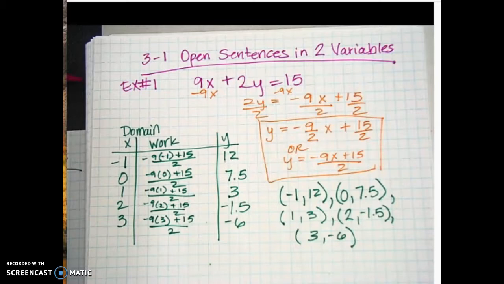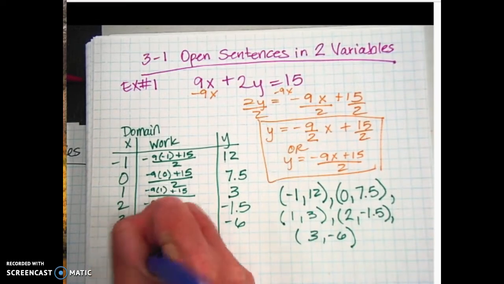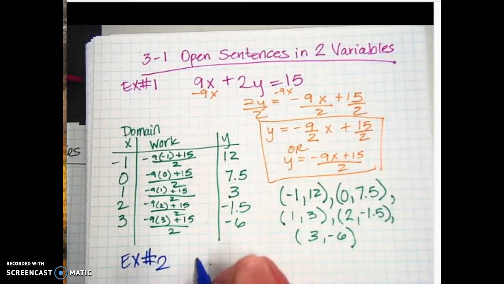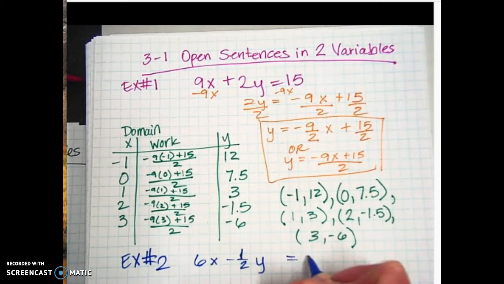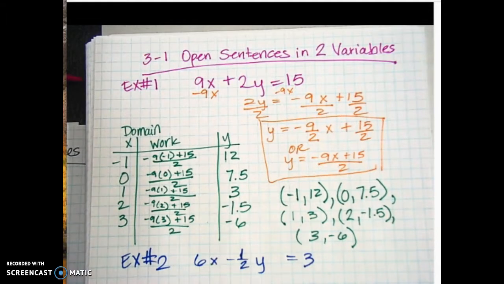Okay. Any questions on example number 1? No? We're good? Okay, awesome. Let's try one more like that. Example number 2. We have 6x minus 1/2 y equals 3. So to solve for our y, we're going to subtract 6x from both sides.